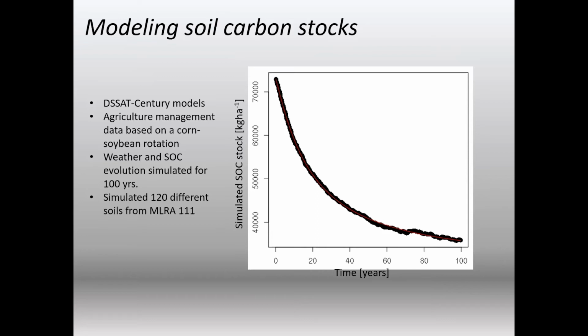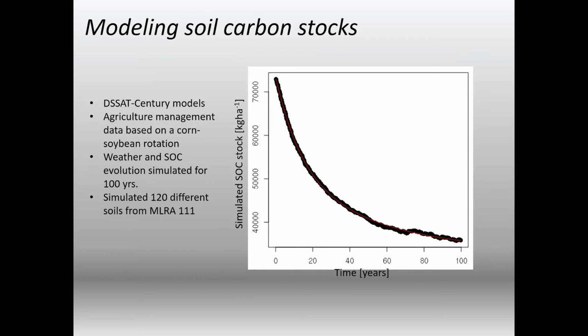So we simulated weather and soil organic carbon stock evolution for a 100-year time frame. And essentially everything is the same for every model simulation we did, except for the soils data. So we picked 120 soil components from our target area, which is Major Land Resource Area 111. And we changed the soil parameters based off of Surgo data for each one of those components. So we have 120 soils that describe the range in variability of soil properties across our target study area.